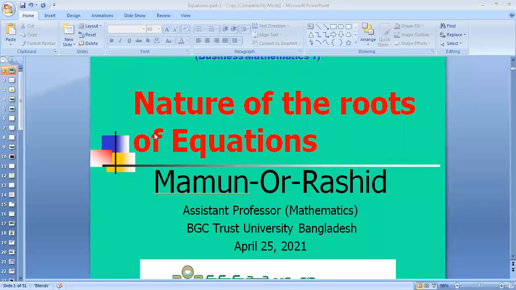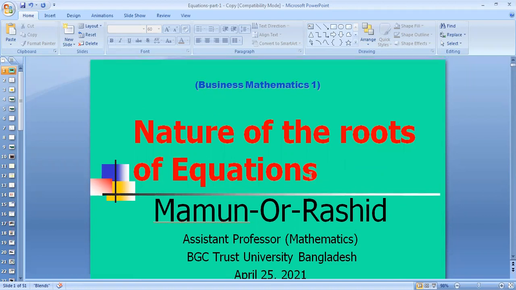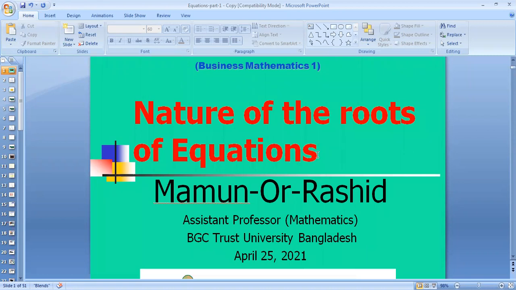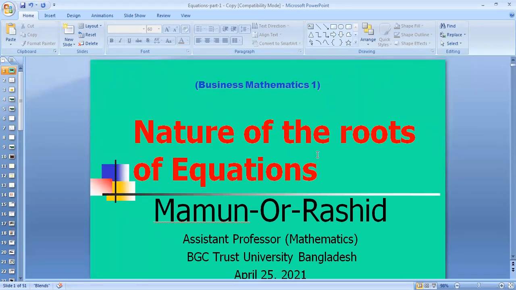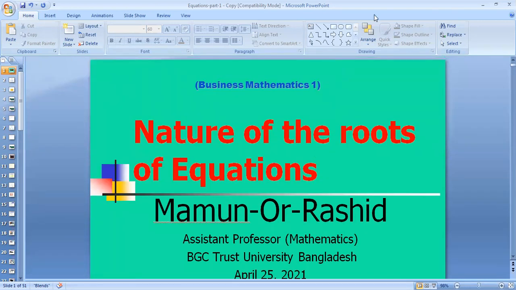Today we have discussed the nature of the roots of equations. Connecting to this, we have tested different equations with the help of the discriminant, that means the nature of the roots. And we have solved some real life examples connecting to the nature of the roots of the equation. So if you do practice, I hope you can solve these types of equations in business mathematics. Thanks to everybody. Best of luck to everybody.